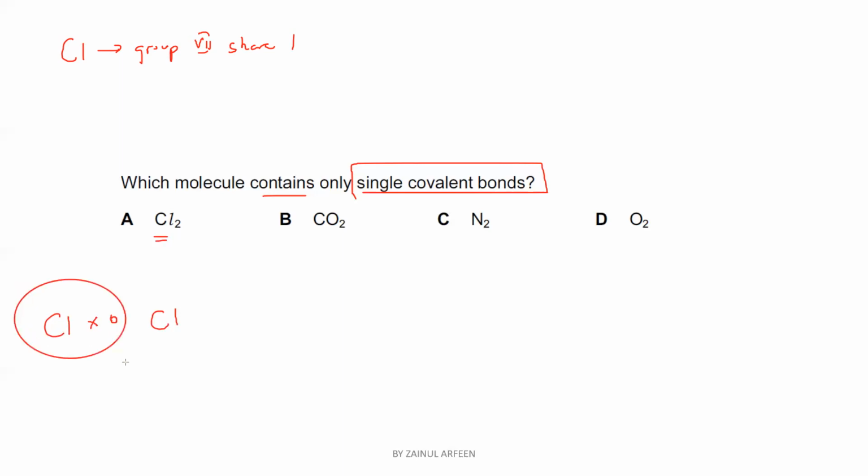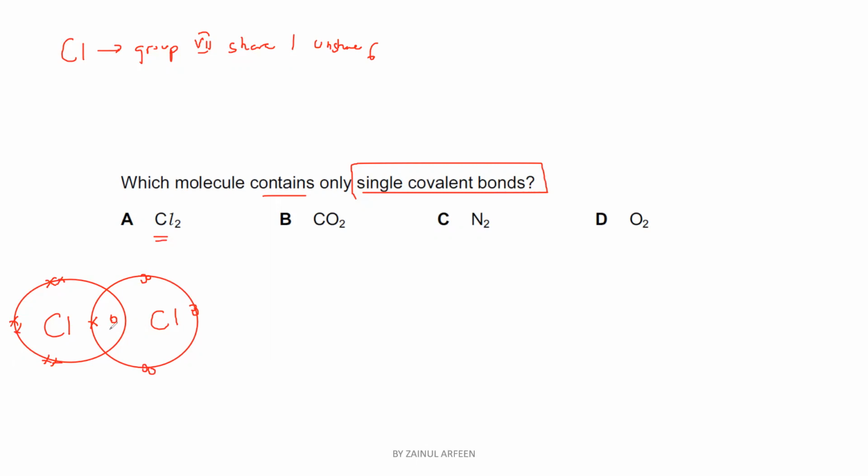How many electrons will be unshared? If it is sharing 1, unshared will be? Chlorine belongs to group 7. So out of 7, it is sharing 1, unshared will be 6. That's right. So we'll draw 6 unshared electrons on each chlorine, 1, 2, 3, 4, 5, 6.